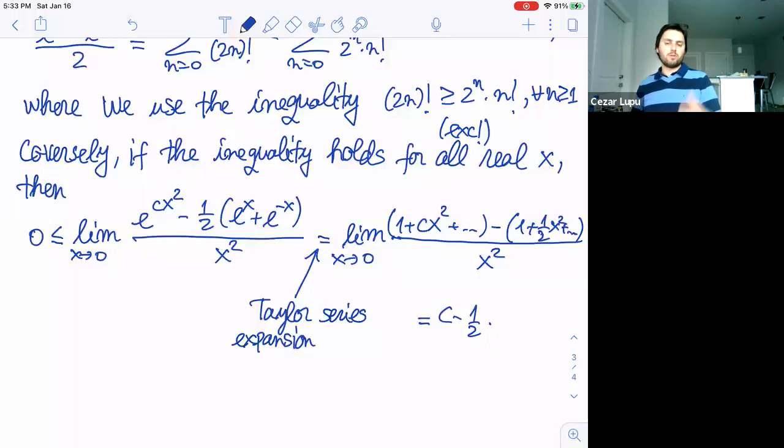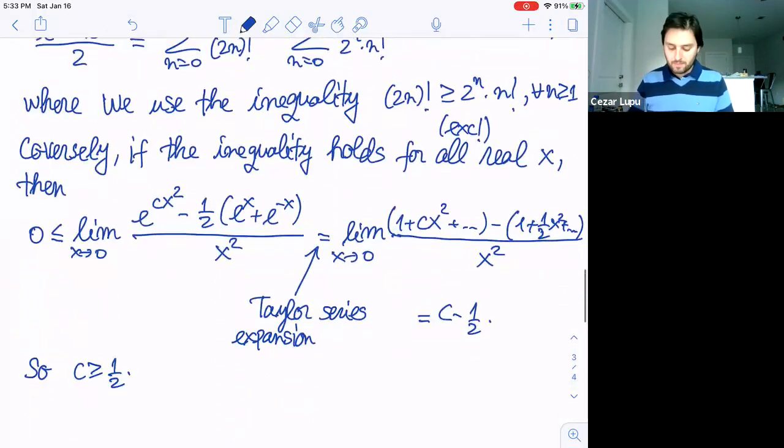It's pretty obvious. You can do L'Hopital if you want, but you can just take the coefficient of x squared. You see, on the top is c minus 1/2, and on the bottom is 1. So this is c minus 1/2. So this implies that c is greater than or equal to 1/2, and that's it. So the conclusion follows.